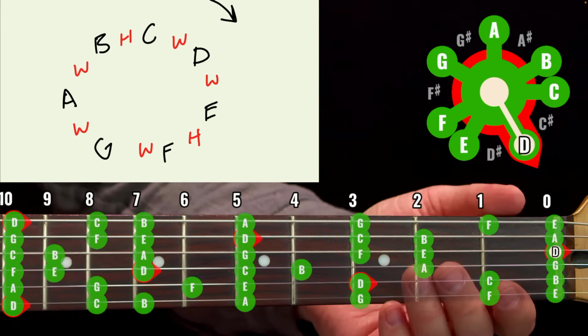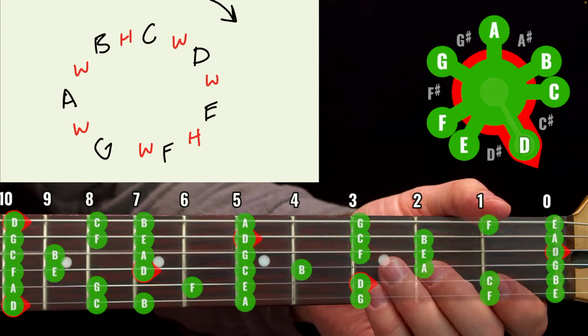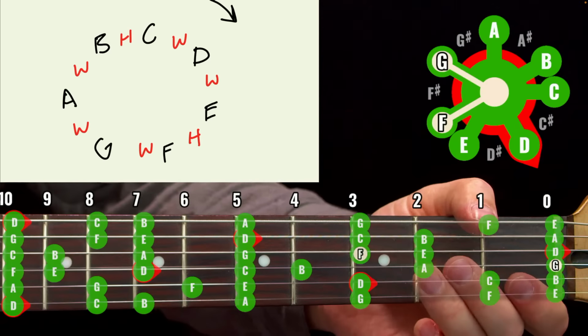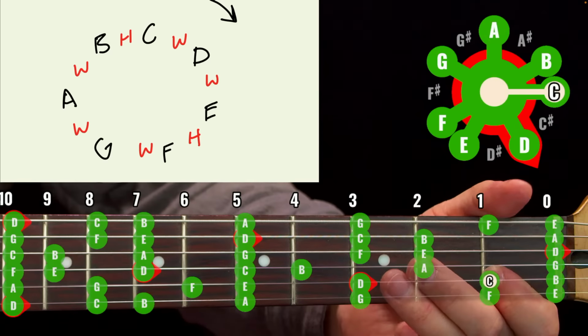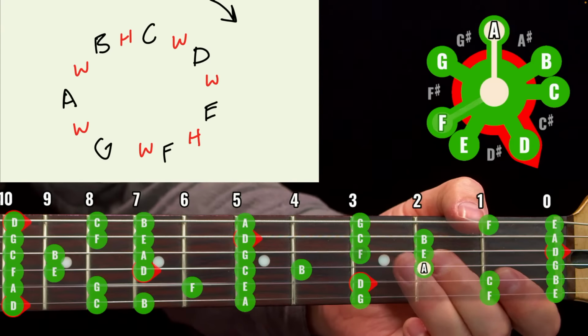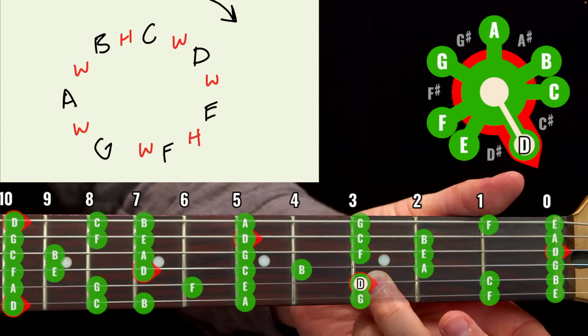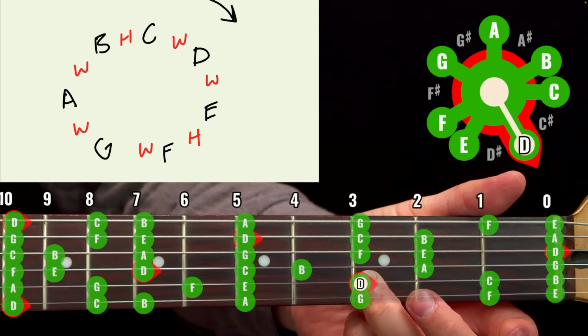The only problem is, well, it's not a problem, it's just, now we have different whole steps and half steps. So we got D, E, F, G, A, B, C, D. And what a lovely sound. Lovely. But this doesn't really help us compare.